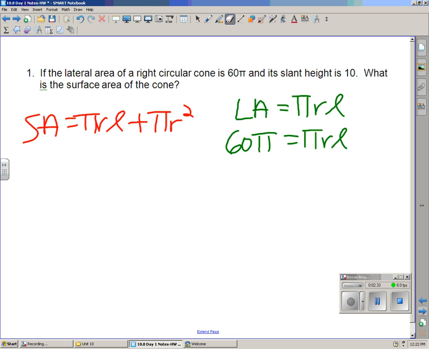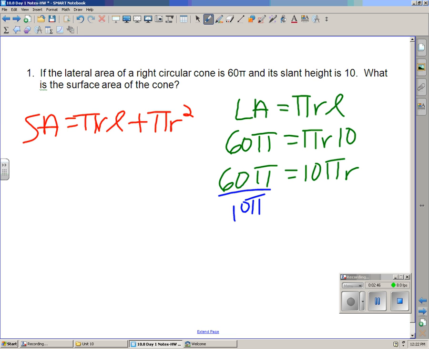Let me change L. The slant height we know to be 10. So then we've got actually 60 pi equaling 10 pi r. We can divide both sides by 10 pi. And then you're just left with the radius being 6. Now we can move to the surface area formula.